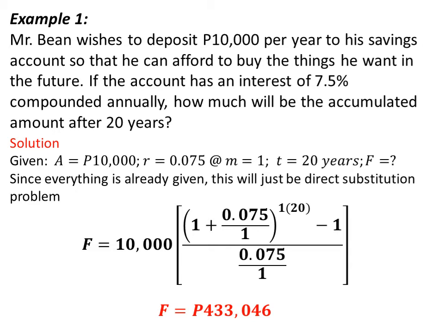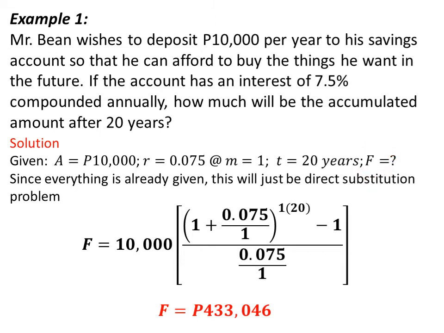So for the solution, for this example you are given the 10,000 pesos, a deposit that will be made per year. So technically that is A, our periodic amount of payment. Take note that the account has an interest of 7.5%. That is the rate of interest, but it is compounded annually, so M equals 1. The question is, how much will be the accumulated amount after 20 years? So the time here is 20 years.